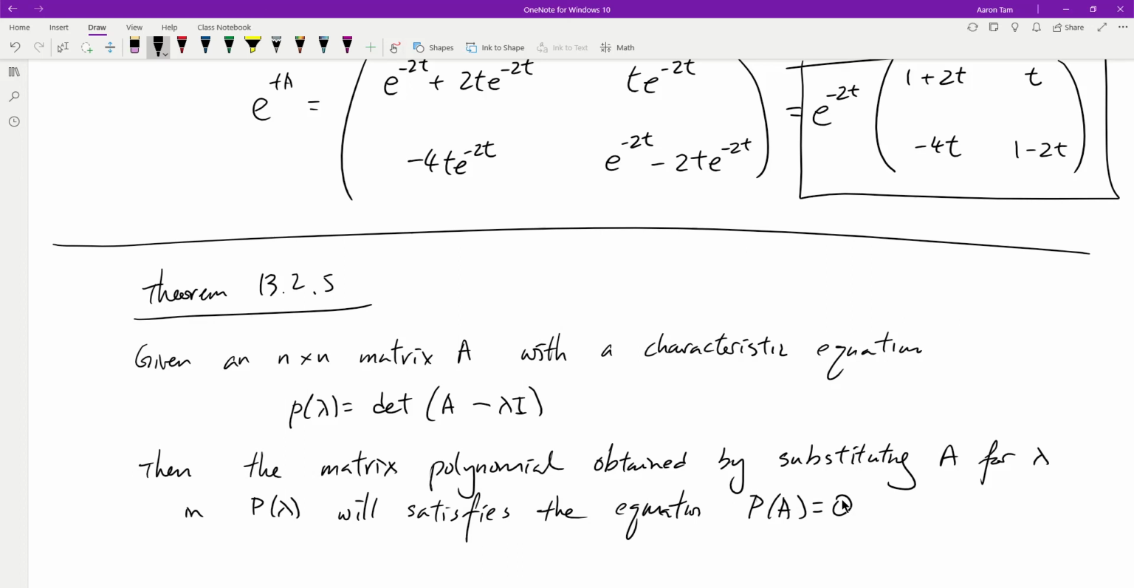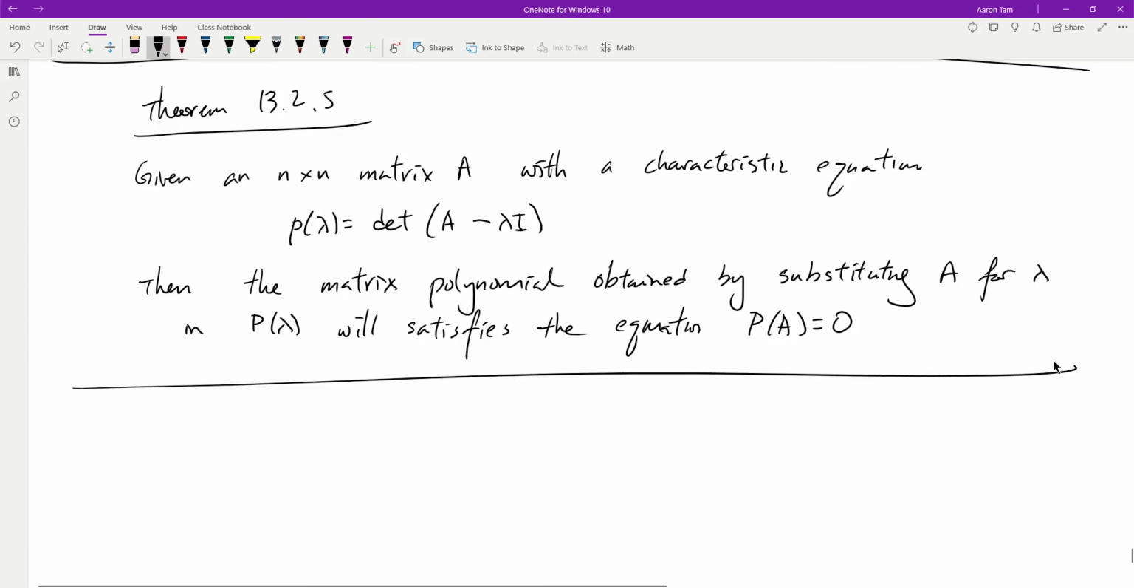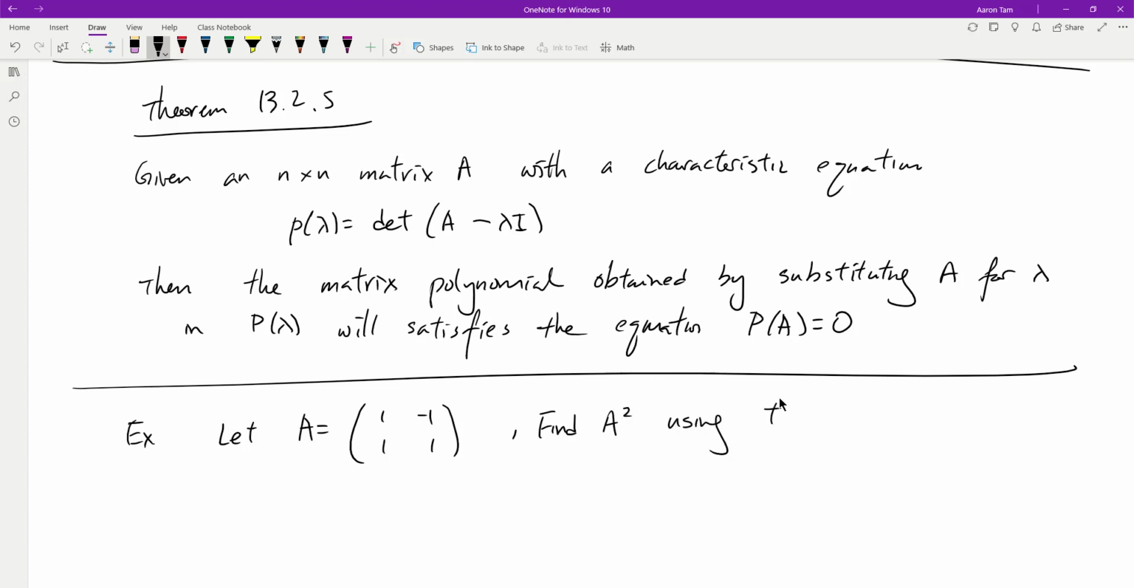Now the question is, then how does that help us form the power of A? Well, actually, I'll show you a very simple example. Let A equal to the matrix 1, negative 1, 1, 1. Okay? I'm going to ask you to find, let's say, A squared using theorem 13.2.5. So, I mean, I know this really doesn't require me to use any theorem. I can just multiply matrix A by A. I'll get an answer. But to show you what's cool about it.